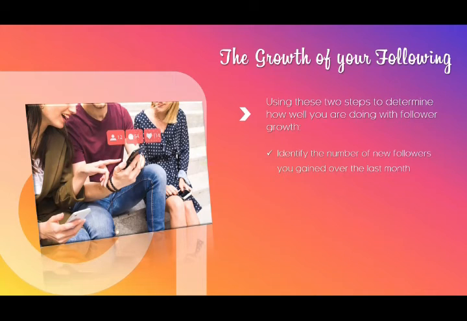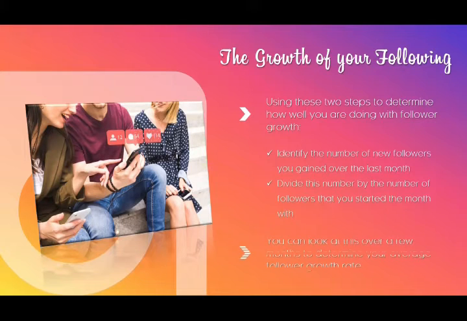Using these two steps, determine how well you are doing with follower growth. Identify the number of new followers you gained over the last month. Divide this number by the number of followers that you started the month with. You can look at this over a few months to determine your average follower growth rate. Set a target for a higher growth rate if the results are not as you want them to be. It is much more important to have a smaller number of active followers than a huge number of followers that do not really do anything when you post content.